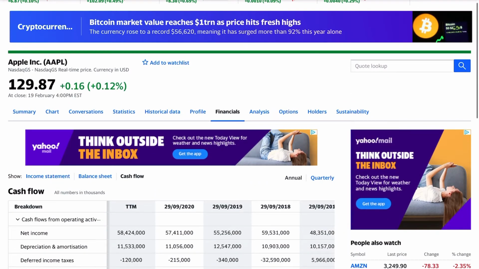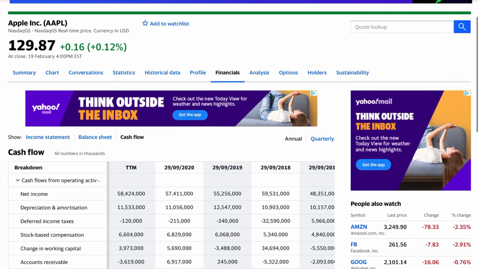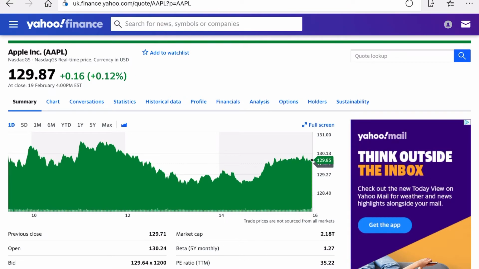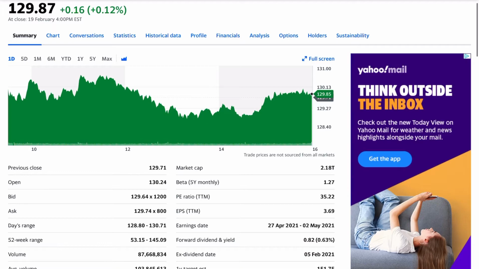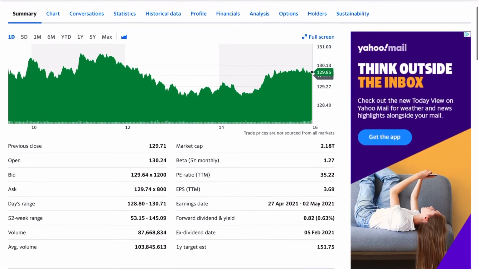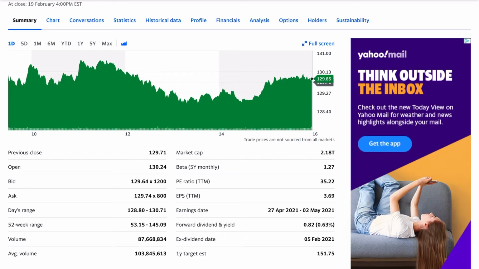I personally own Apple, so I am aware of their ticker symbol. It's on the NASDAQ as well. Their price is quoted in real time, and the currency is the US dollar. Current price for Apple shares is $129.87. Again, you've been provided a summary by Yahoo Finance just to give you a quick overview.